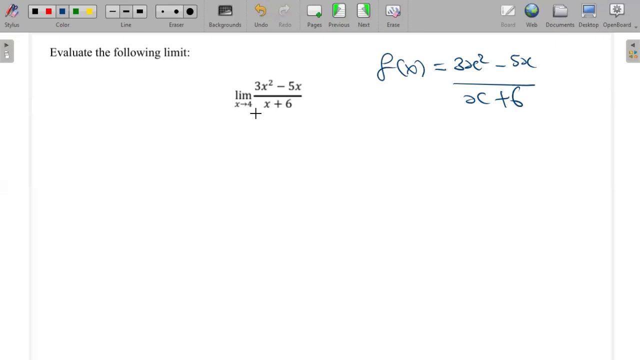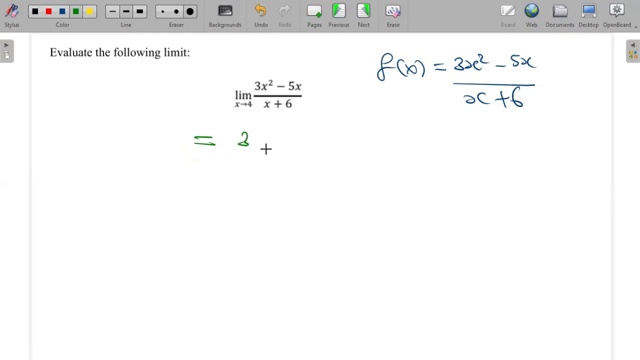If I substitute 4 where x is in the denominator, I have 4 plus 6, which is equal to 10. This is not equal to 0, which means I can go ahead with direct substitution, since I do not get a 0 there. So the limit as x approaches 4 of this function, I don't need to write that again since it's already there, is going to be equal to the function with 4 replaced directly.